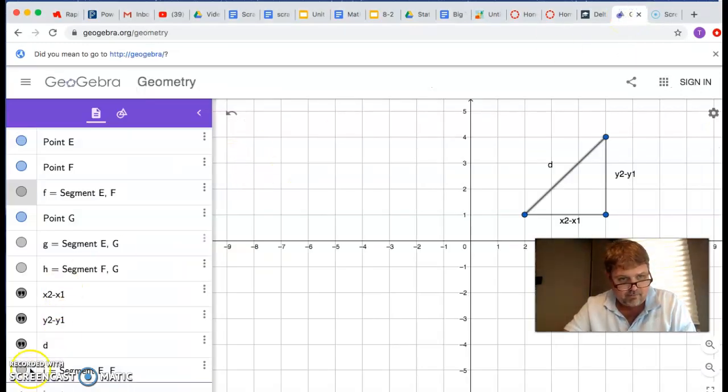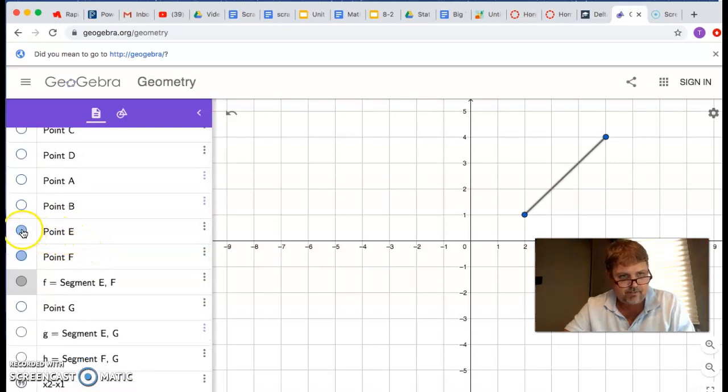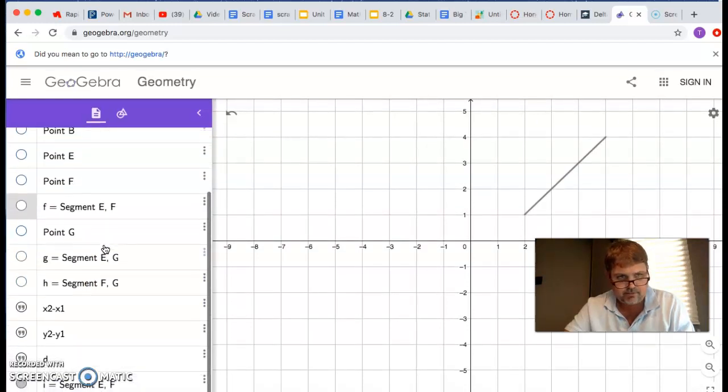Let me just turn all these off and get rid of all this stuff here. And I've already got, I guess I need to get rid of the E and F. And you, get out of here. How do I turn that one off? It's like he's stuck.